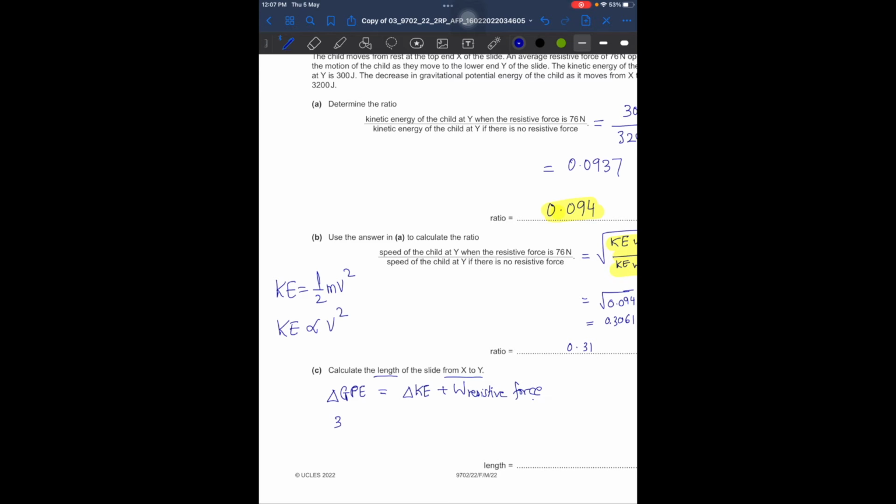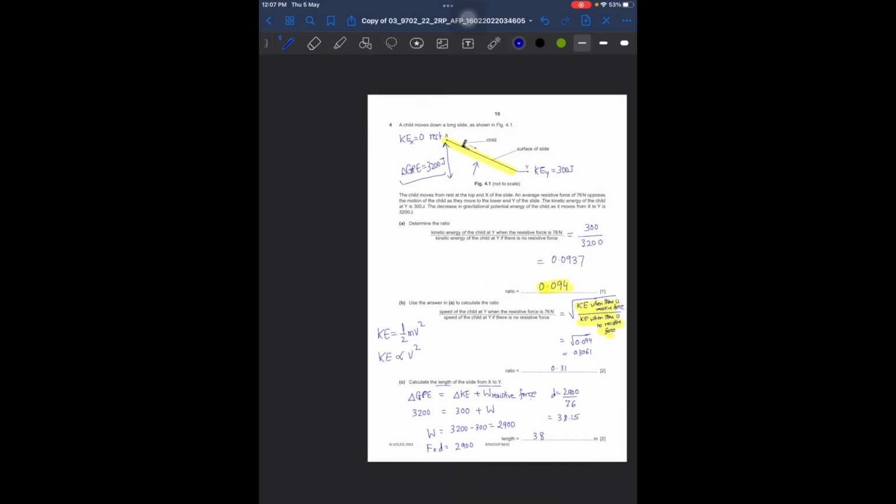So 3200 was the change in GPE, change in KE was 300, and that's equal to work done. So work done will be equal to 3200 minus 300, which is 2900. Work done is force times distance, which is equal to 2900. Force, we already know resistive force is given as 76, so the distance will be 2900 over 76, which will come out as 38.15, which we can round it off as 38.